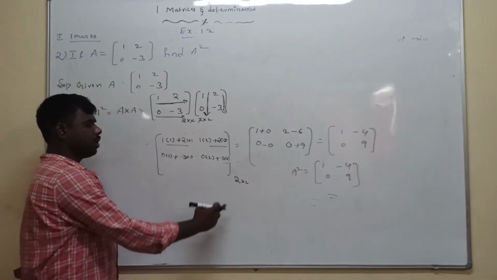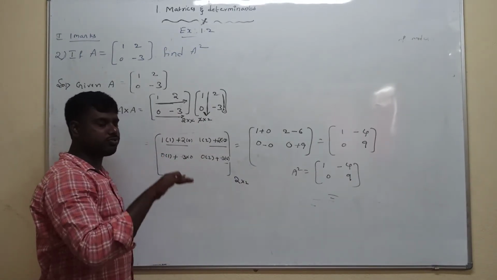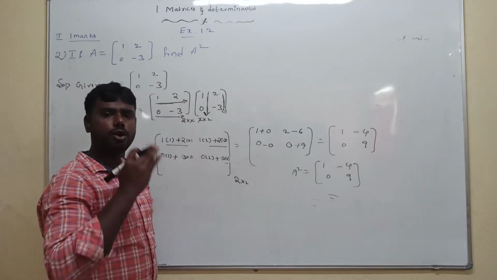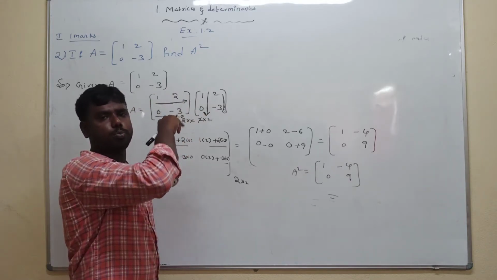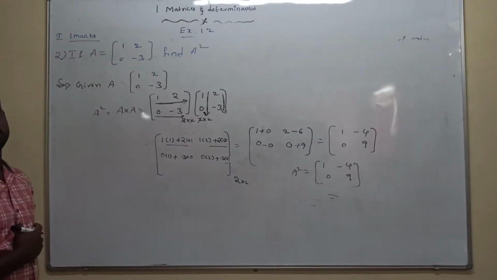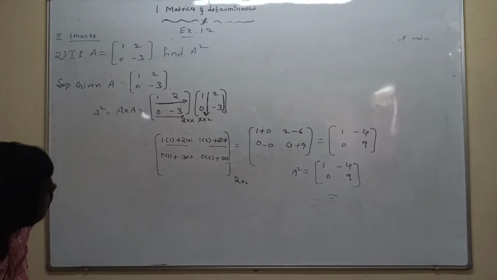Observe here, 2 by 2 means 2 rows, 2 columns. The position of the element: this one is first row, first column. Take the first row from the first matrix and the first column from the second matrix, and find the product. That is the condition for the product of two matrices. This is the required solution. Next we are going to the third one.